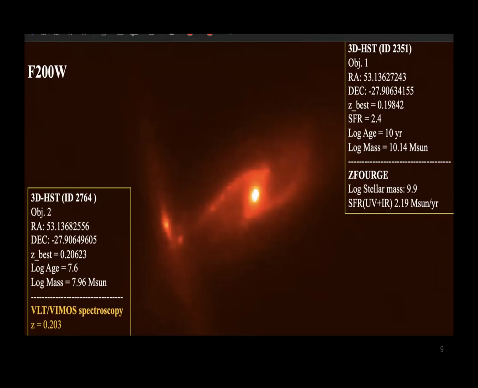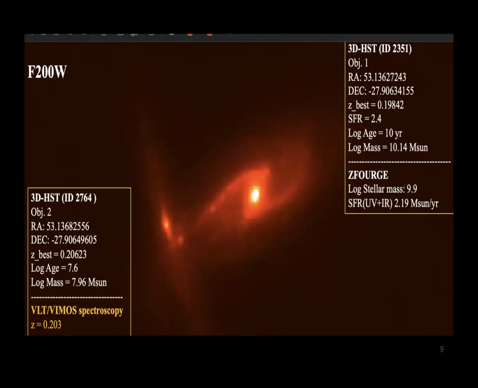What is interesting here is that the discrepancy in the redshift might indicate that the velocity in the passage is about 1,500 kilometers per second. That is 2-3 times higher than what is observed in the simulation. So we are applying for possible spectroscopic follow-up in order to determine exactly the object 2 redshift.